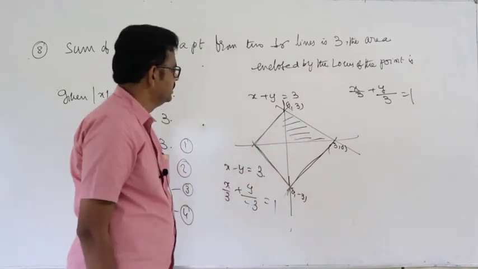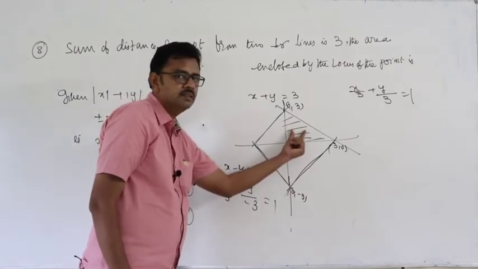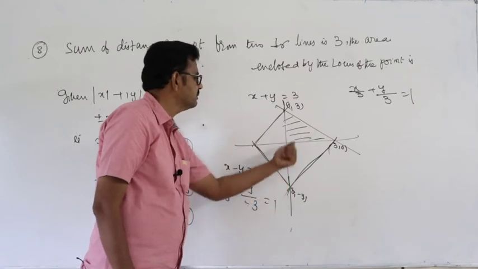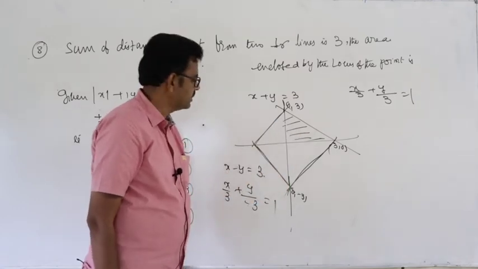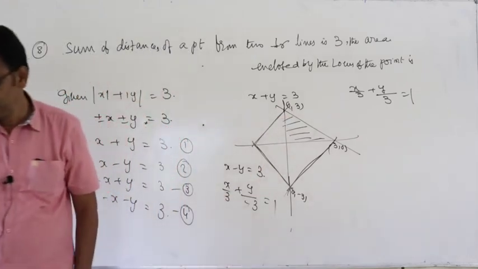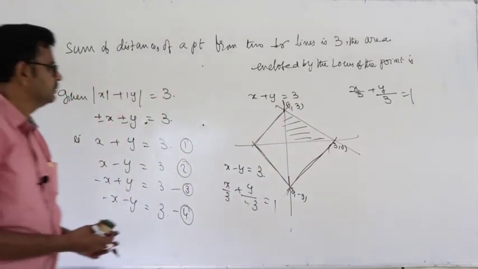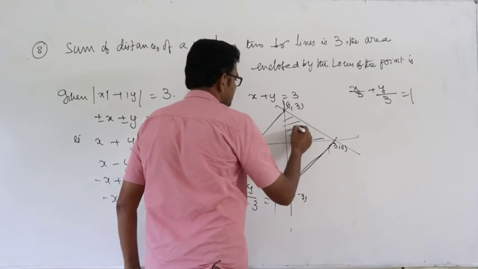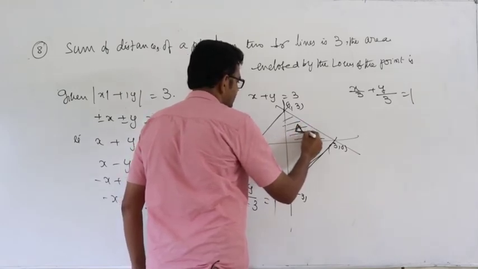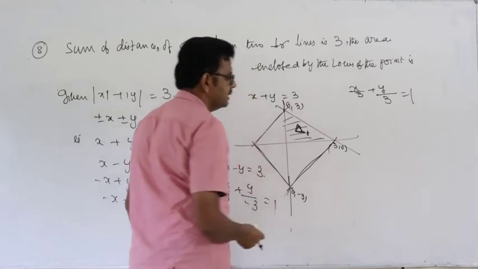Now we have to calculate the area of this. If you find the area of this part, what is the total area? The total area is 4 times this. How to find the area of this one? You can call it delta, some notation, delta 1 means area.